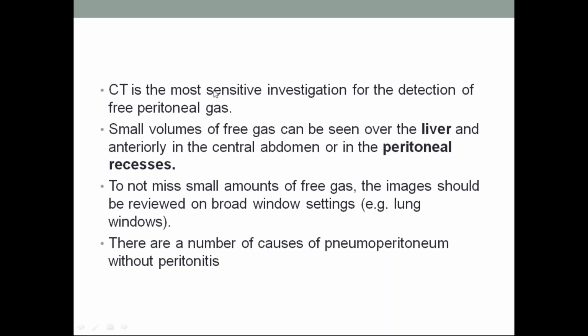Actually, I want to tell you the CT is the most sensitive investigation for detection of free peritoneal gas. Most sensitive investigation is the CT. What is the first line of investigation is the abdominal radiograph. Small volumes of free gas can be seen over the liver and anteriorly in the central tendon or in the peritoneal recesses.